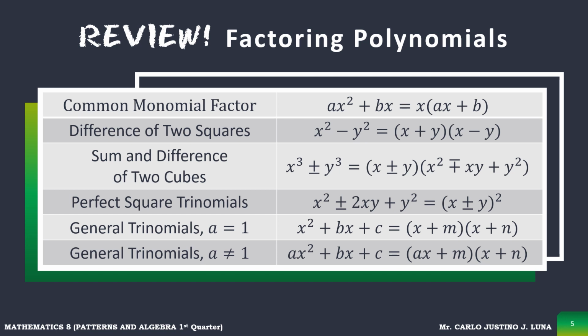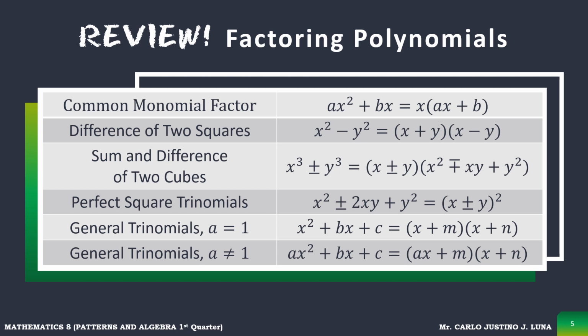Okay. Second, we have factoring difference of two squares. So in this technique, the given are always binomials. And then the operation connecting the two terms is subtraction. And the two terms are both perfect squares. So if we have this one, x squared minus y squared, so this is a d2s, difference of two squares. So the factors of this are quantity x plus y, quantity x minus y.